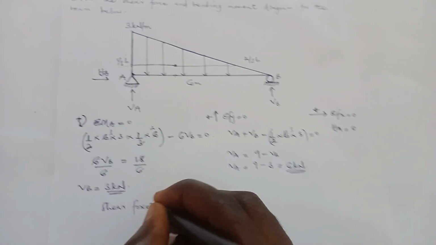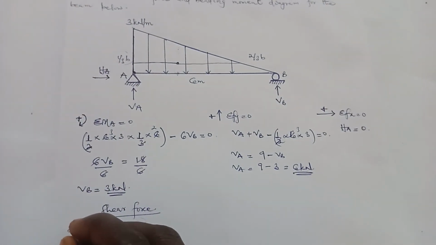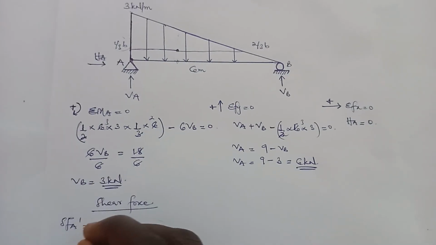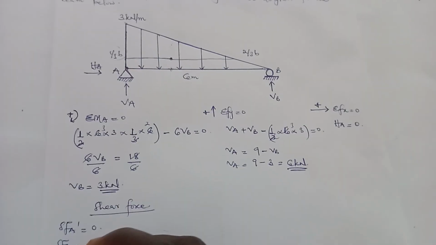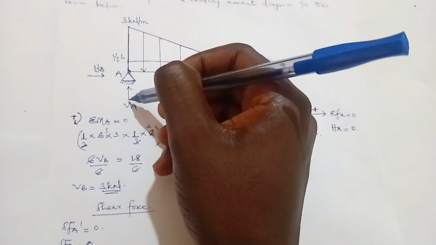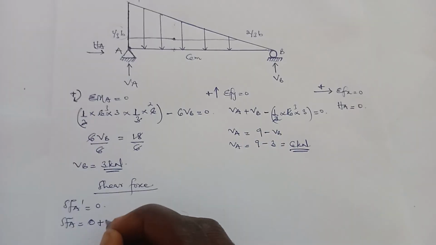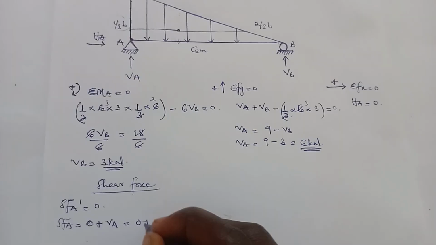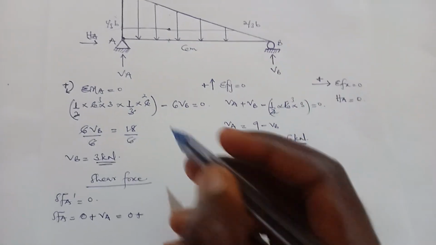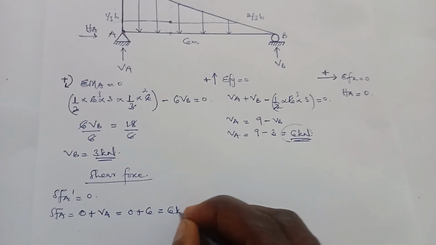So the shear force. Shear force at A, we'll calculate two shear forces. Shear force at A prime is equal to 0. Then shear force at A is equal to 0, then we'll pick the previous one, so 0. Then we'll factor the vertical force acting at A, which is VA. So 0 plus VA, because VA is moving up. VA is 6, and this is going to give us 6 kilonewton.